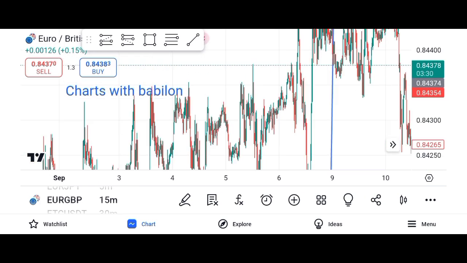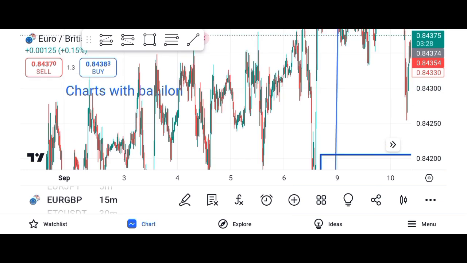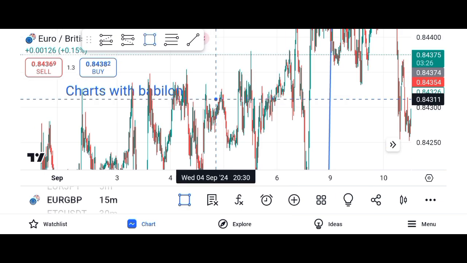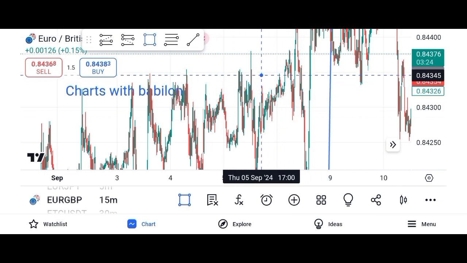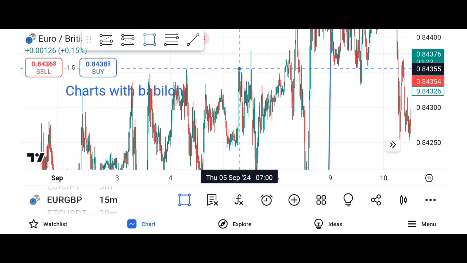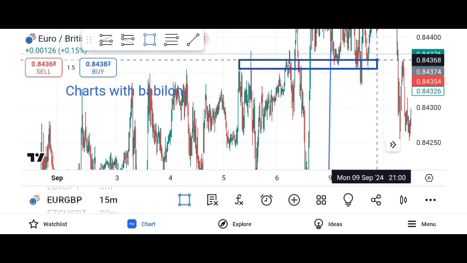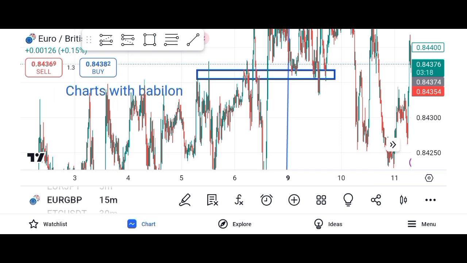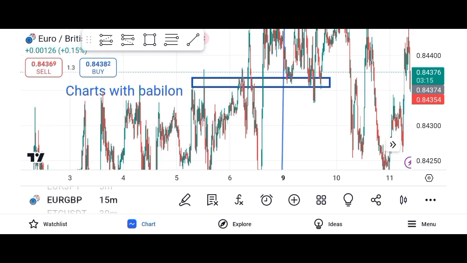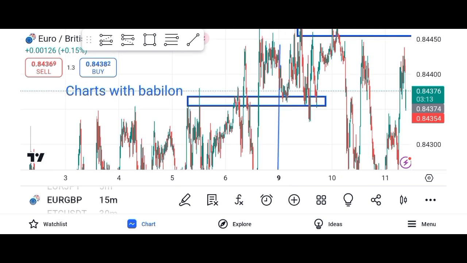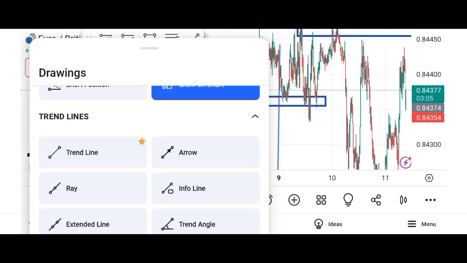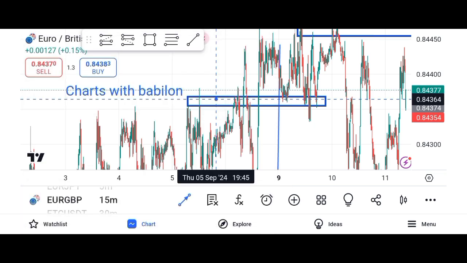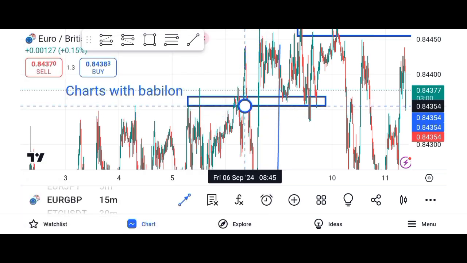You can see right here, the market came up from this point. The market came to this point. It was meant to be a supply zone to hold the market down and start coming down. But when the market got to this point, it broke above this recent high at this point.